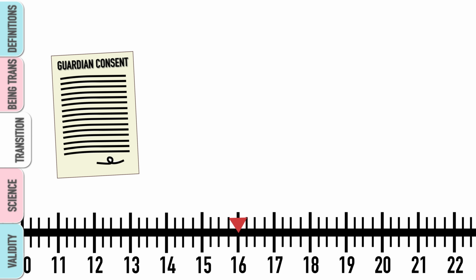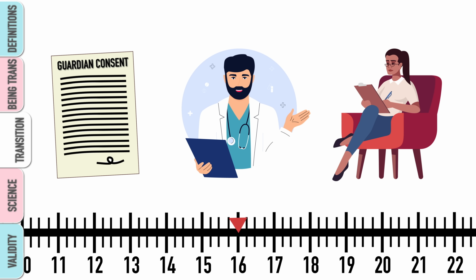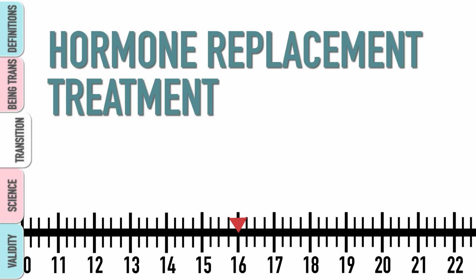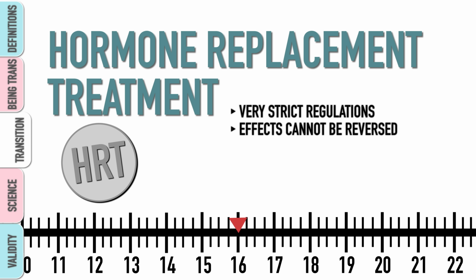You also need your parent or guardian's written permission, consent from your doctor, and consent from your licensed psychiatrist to start hormone replacement therapy or treatment, otherwise known as HRT. These are very strict regulations because, unlike puberty blockers, hormone treatment cannot be reversed.